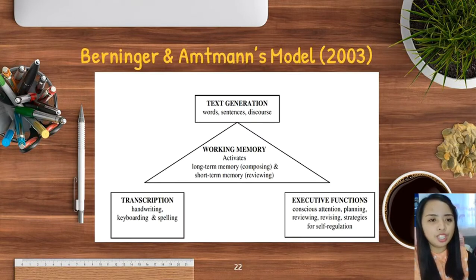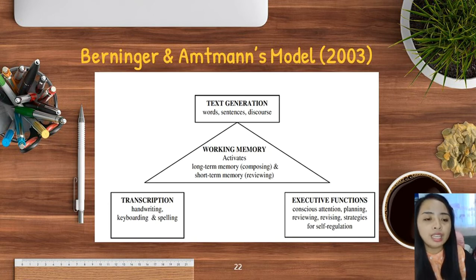So here's the Berninger and Abbott model, 2003. You can see there in the graph: text generation, working memory, transcription, and executive functions. So what is the purpose of these four? In text generation, there are words, sentences, discourse. In working memory activities, there are long-term memory and short-term memory. In transcription, there is handwriting, keyboarding, and spelling. While in executive function, there is conscious attention, planning, reviewing, revising, and strategies for self-regulation.